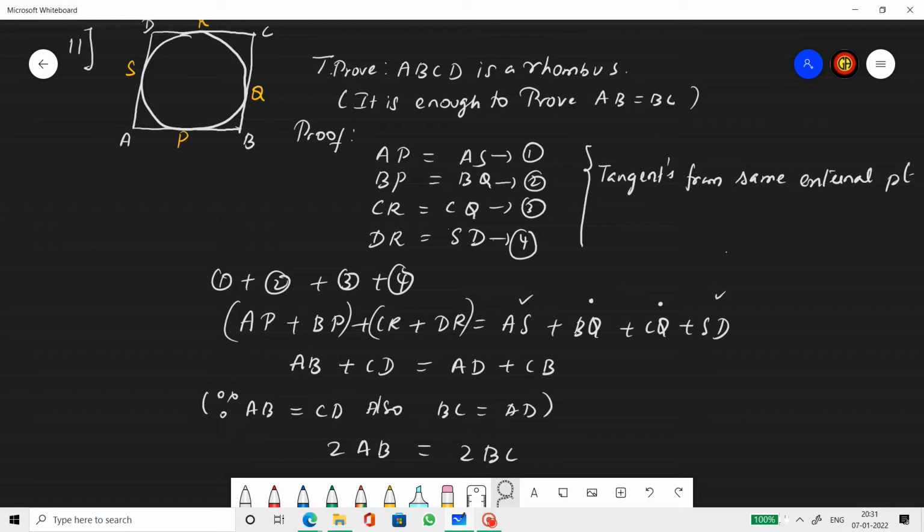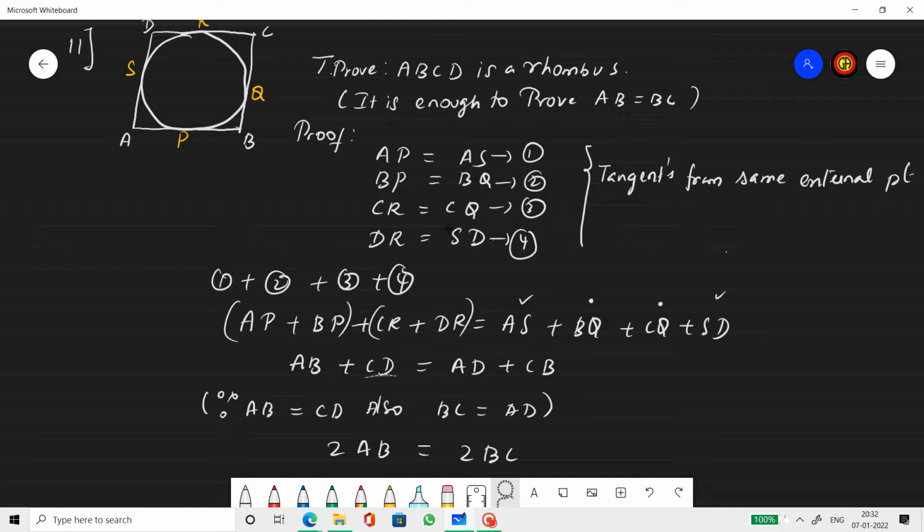Because when you add all the four, you should be aiming to get AB and DC on one side and BC and AD on the other side. So if you mess up the order of writing, you might have to spend a little extra time on that. So adding 1, 2, 3, 4: AP plus BP plus CR plus DR on the left side, AS plus BQ plus CQ plus SD on the right side. AP plus BP makes AB, CR plus DR makes CD. Likewise, on the right, AS plus SD makes AD, BQ plus CQ makes BC.